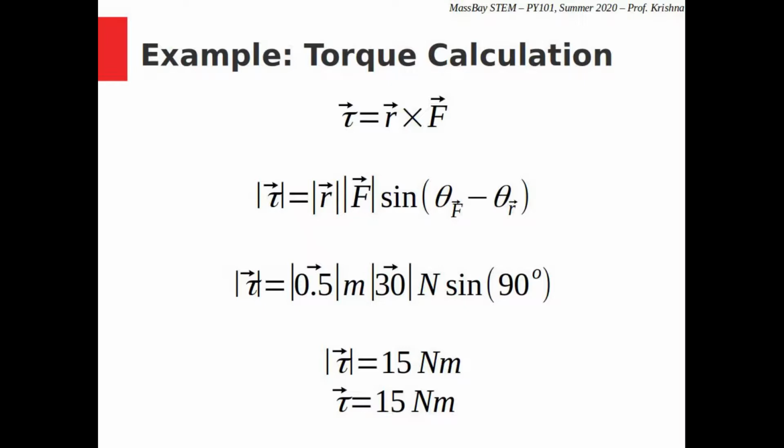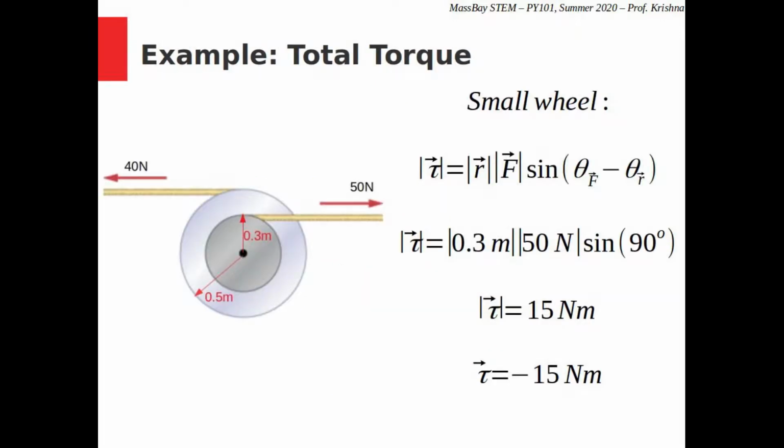If you are able to solve this puzzle, try it for the case where the angle between the force and the lever arm is 120 degrees. See if you can visualize what that torque would look like. In this image, we see two wheels that share a common axle. Each has a rope strung around it. The smaller wheel has a radius of 0.3 meters, and its rope is pulling on it with a force of 50 newtons. The larger wheel has a radius of 0.5 meters, and its rope is pulling it with a force of 40 newtons. What is the overall torque?